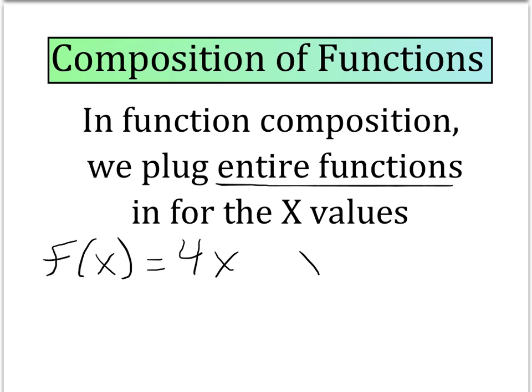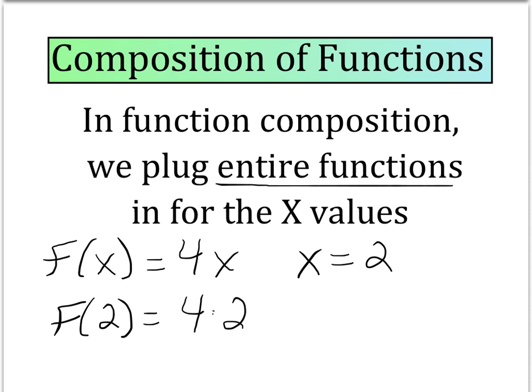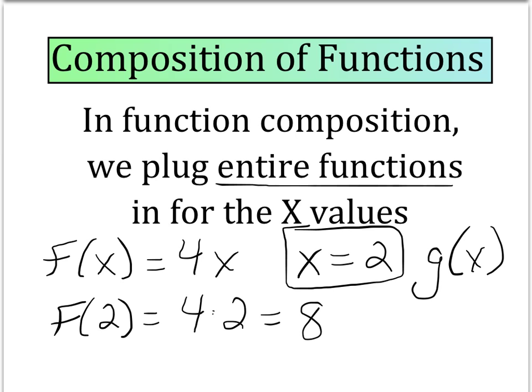And then I would say, okay, well, evaluate that when x equals 2. So when the function was being evaluated at 2, all you would do is just plug in for that x. So now the only difference is, instead of this being an x value, it's going to be a function like g of x equals x squared. And we'll do examples of these. So this is composition of functions.